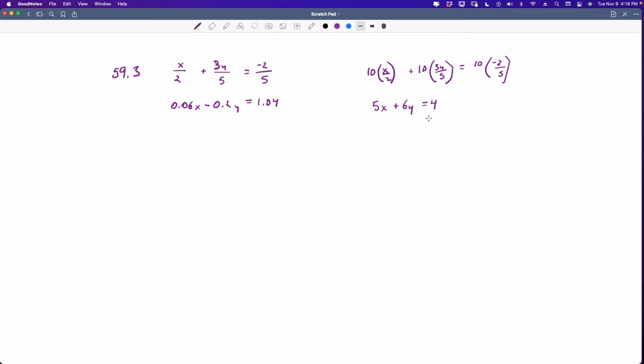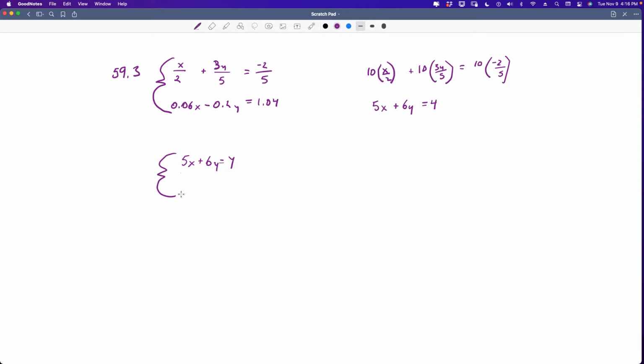All right, so now we have a new equation for this one. We can write it down here. I forgot to put my little thing right there. So now we have 5x plus 6y equals 4.